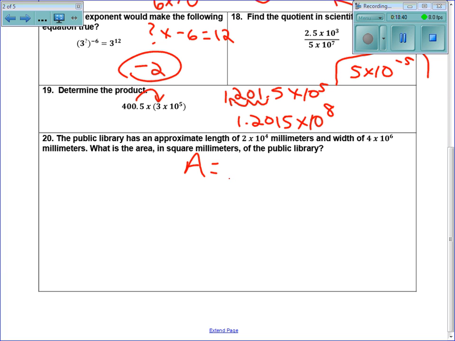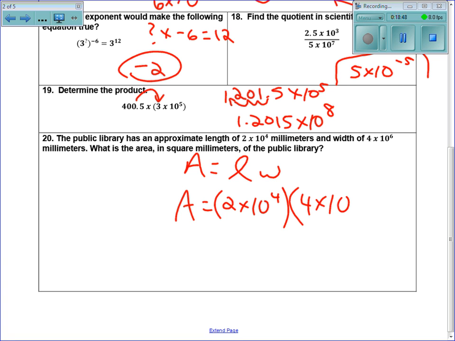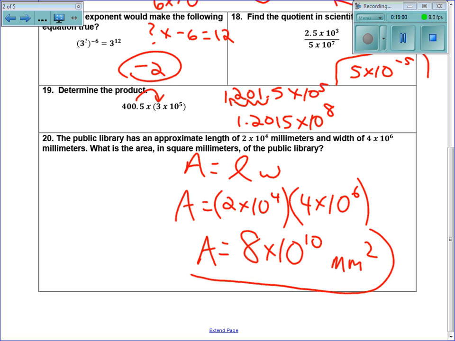Area equals length times width. Area equals 2 times 10 to the 4th times 4 times 10 to the 6th. Multiply the coefficients. Area equals 8 times 10 to the 10th. Add the exponents. They wanted units, they wanted square millimeters. So all you really have to do is multiply. So super easy if you can interpret the question, which should have been pretty easy. Let's move on to the next page.